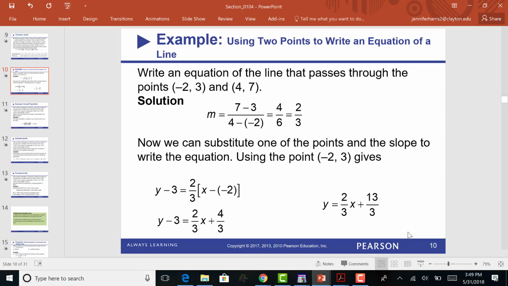Somebody tell me what they gave you. They gave you two points. This is on the graph. Can't you put this point on the graph? Yes. Can't you put that point on the graph? Yes. So they gave you two points. So why did they do that?